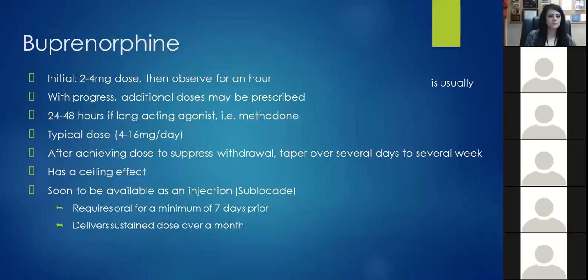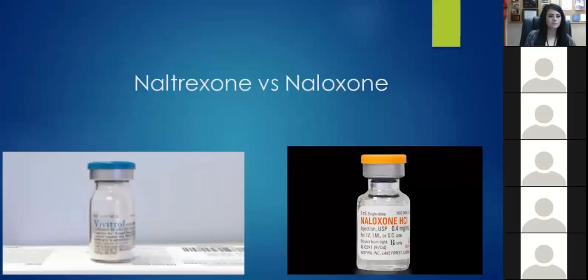And what's interesting is there's a new injection that recently got approved. It's not on the market yet, but it's called Sublocade, and it's a long-acting buprenorphine injection. So to start on it, you'll have to be on the oral one for 7 days, and it delivers a sustained release over the month. But that'll last an entire month. So that'll be interesting to see how that kind of changes prescribing, because Suboxone is a pretty big medication.